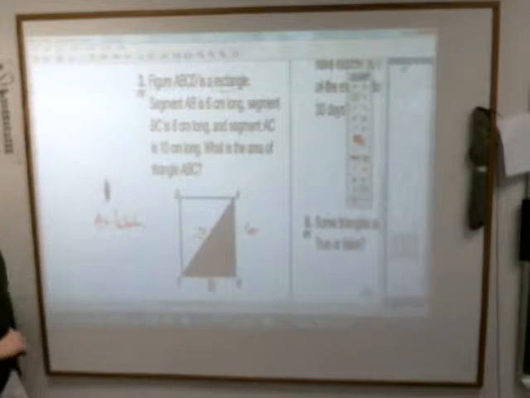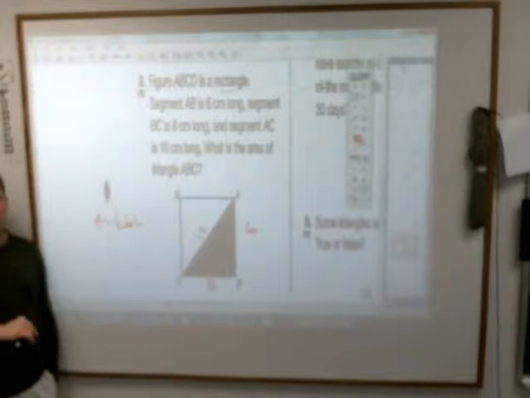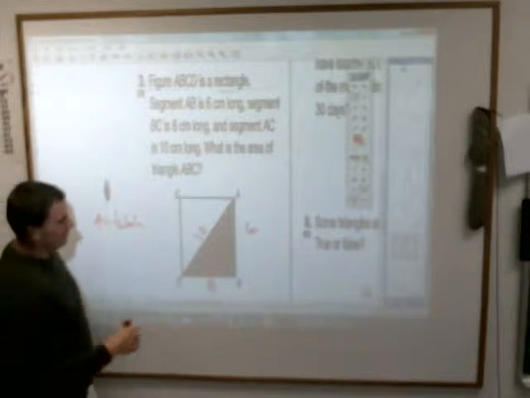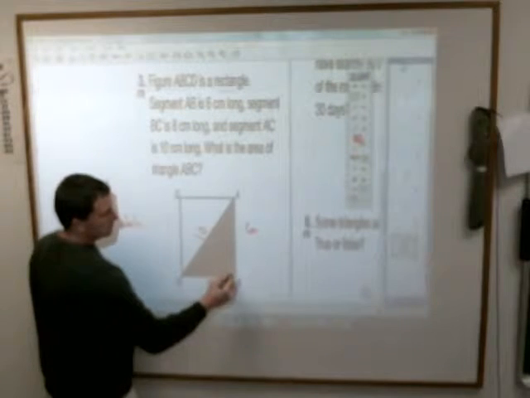Oh, the base is the bottom? No, not always. Not always, and that's what you gotta get out of your mind. How do you know, Christine? It is the one that forms the... You look for the right angle, the square corner. What two lines form the square corner?